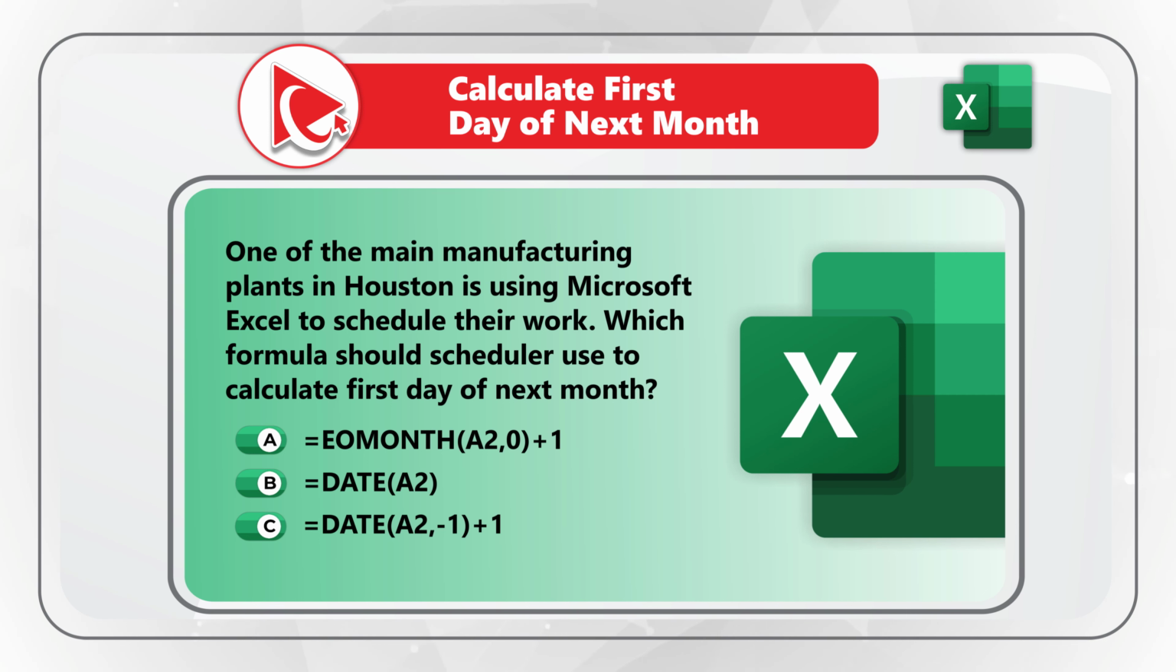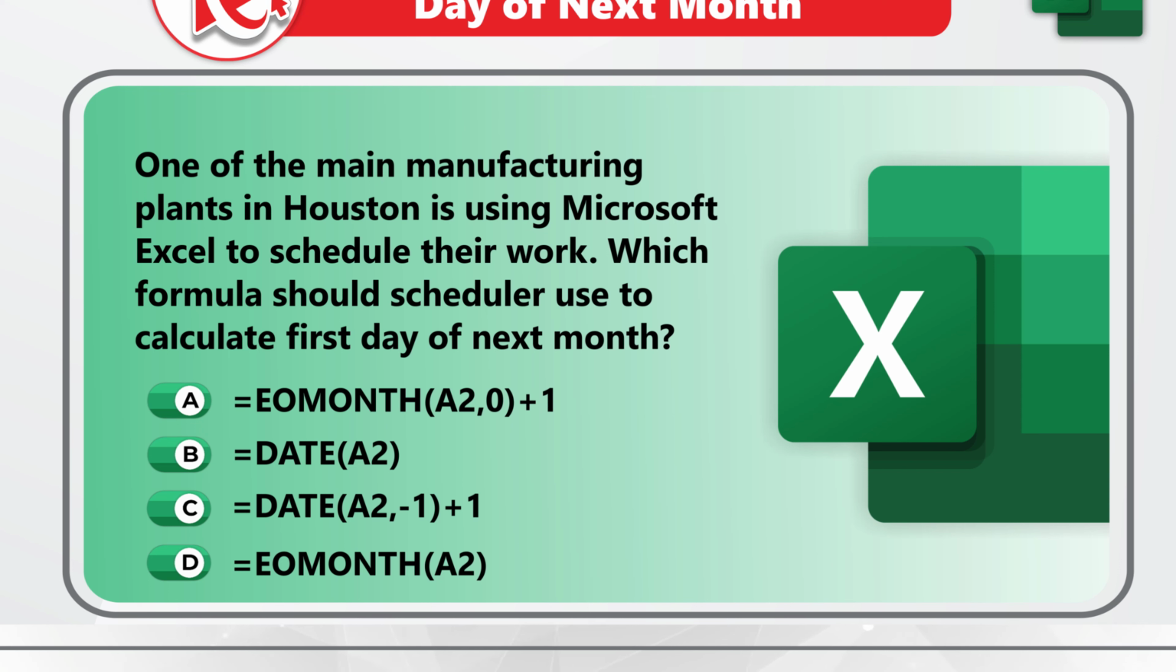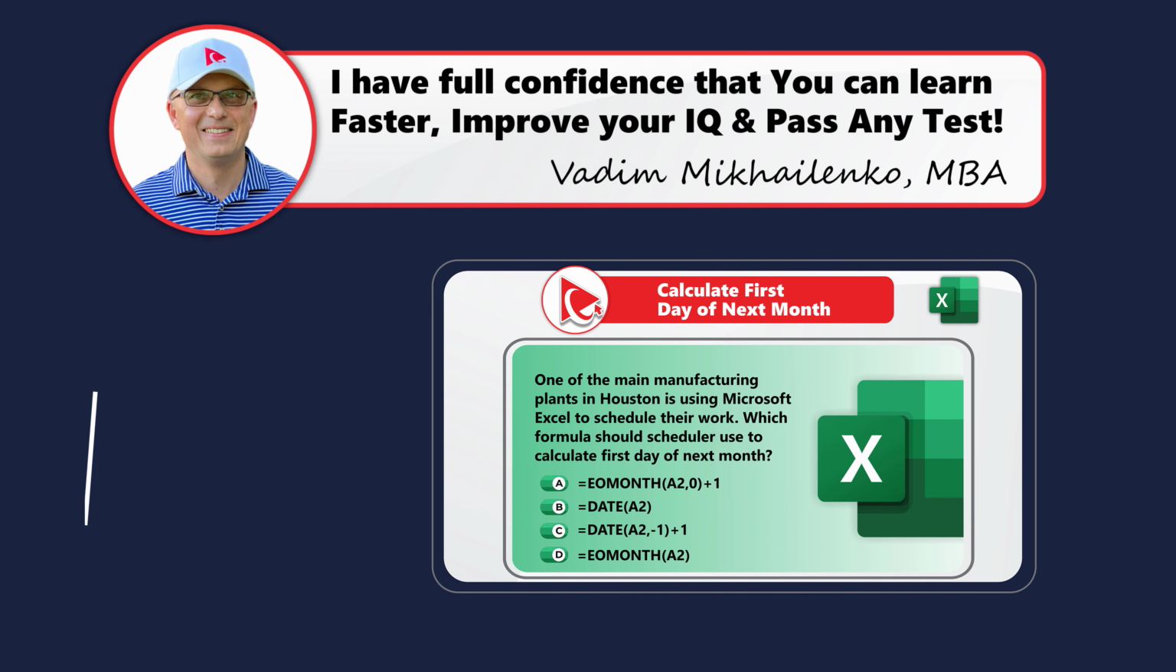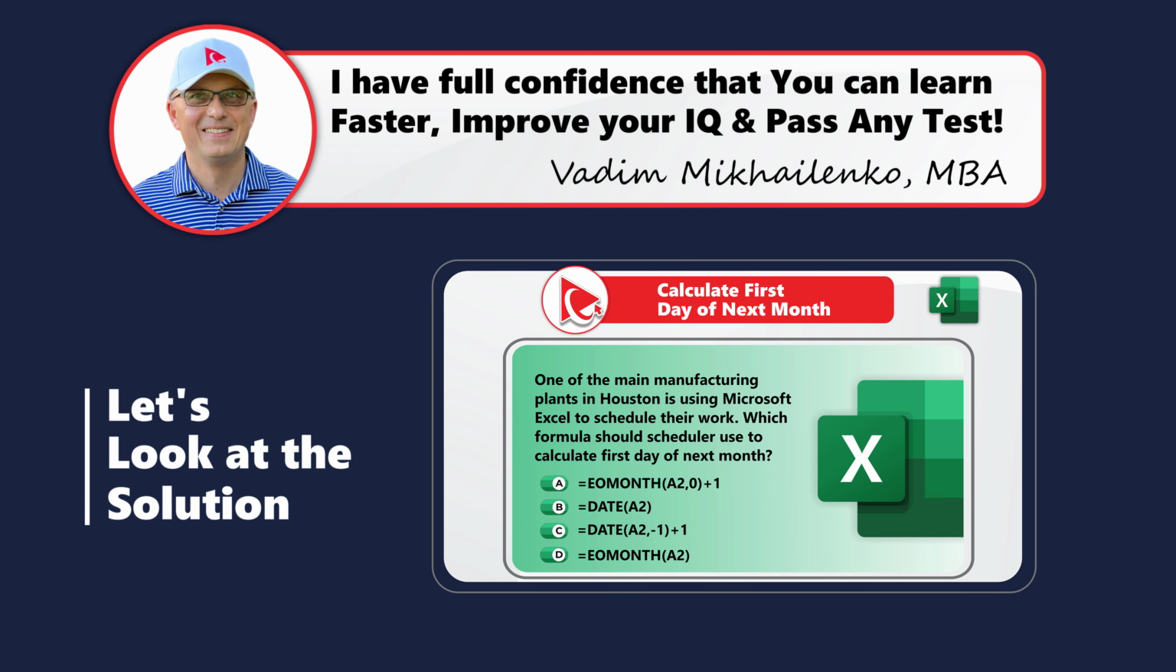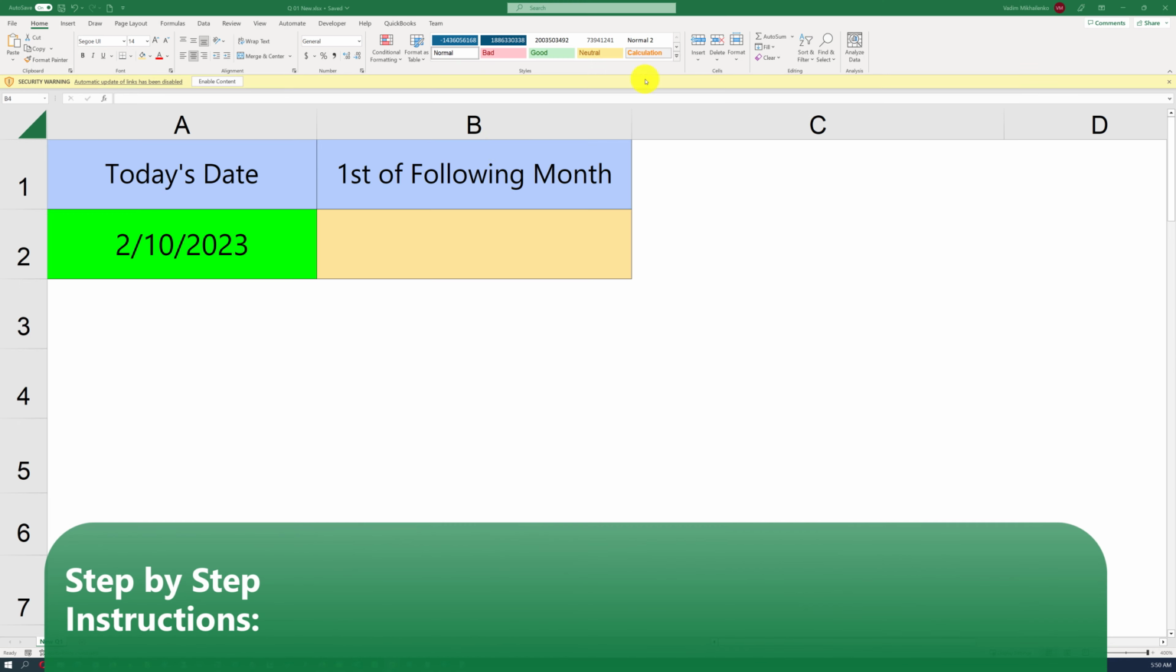And then last but not least, choice D, EOMONTH with the argument A2. Do you know the answer? Take a close look, as the answer to this question may not be obvious. Ready or not, I am moving forward on my end to simulate this scenario in Microsoft Excel to show you my version of the answer. And obviously, if you have a better way to solve it, please make sure to post in comments.